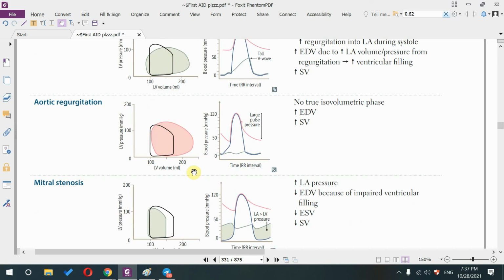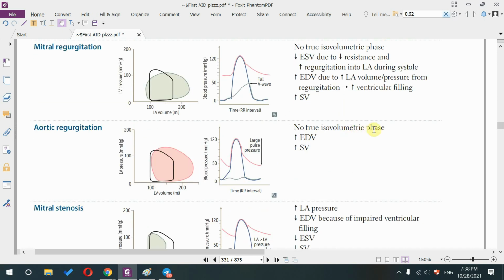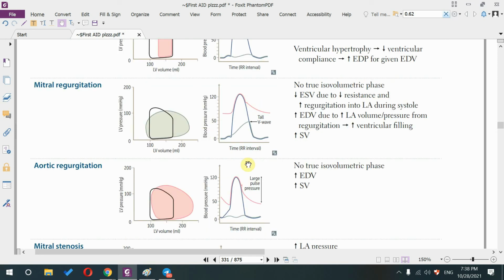Okay. Aortic regurg, kind of a similar graph. You will never find an isovolumetric phase. And in case of aortic regurg, your end diastolic volume obviously will be higher because you are getting more blood from where? From the aorta. The stroke volume will also be higher. Why? Because the preload is much higher. So let's take a look at the next graph.